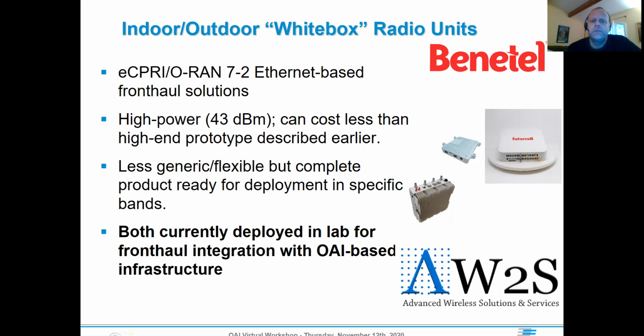These are higher power solutions, in one case around 43 dBm, but can actually cost less than putting together a prototype like the one I described earlier with the USRPs. They're less generic and flexible than a USRP, but these are complete products, and they're ready for deployment in very specific bands. Today, both of these are deployed in our lab. One of them will be going up to the roof in a week or so.